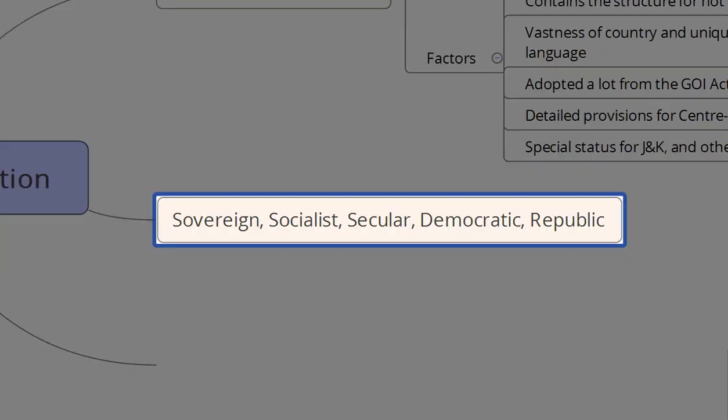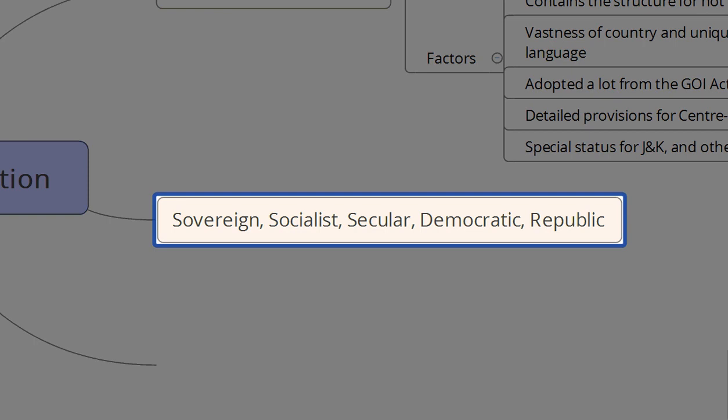The second feature of our constitution is the following phrase, which is presented in the preamble, which promotes and establishes our state as a sovereign, socialist, secular, democratic republic. We all know that by the word sovereign, we mean that our country has supreme and absolute control without interference of other foreign bodies in its administration as well as in the exercise of its power. So India is independent in ruling its own state as well as its affairs.